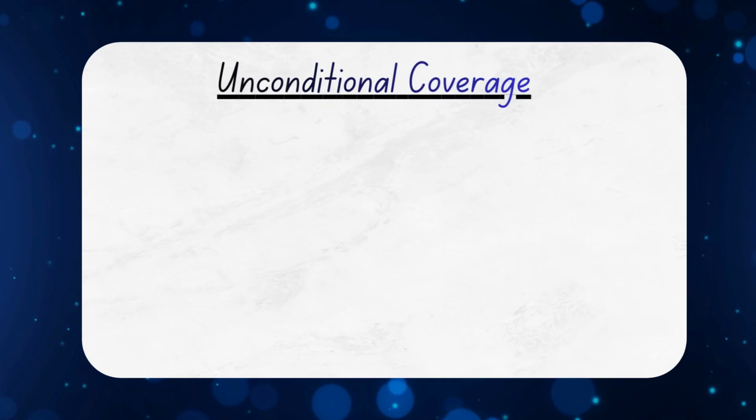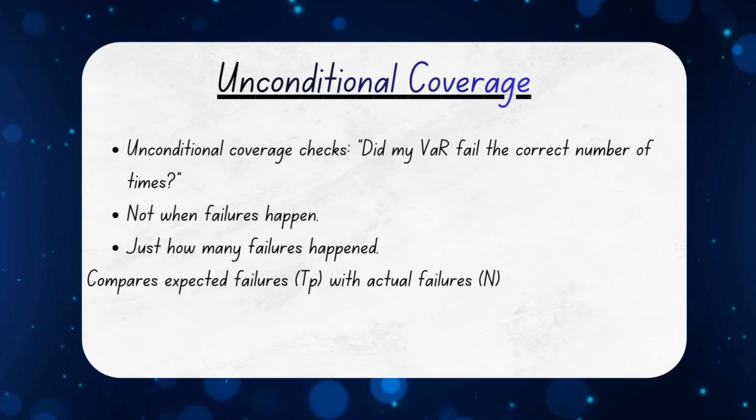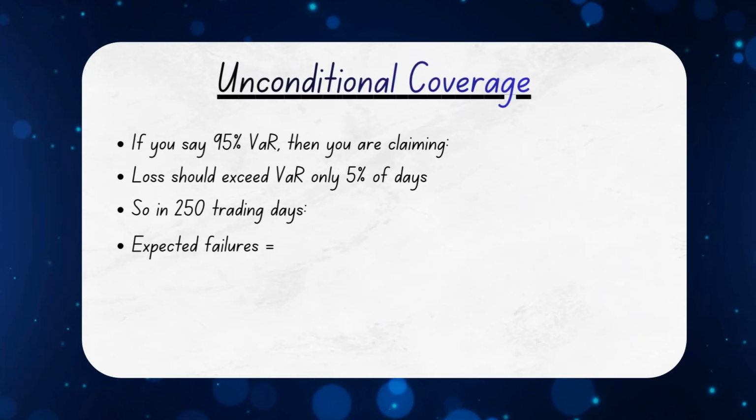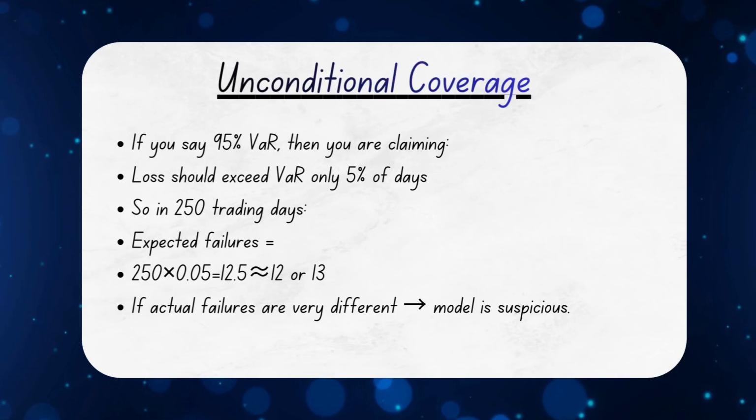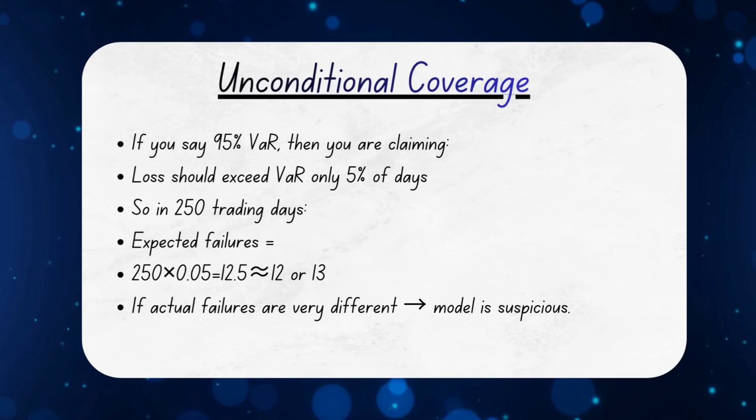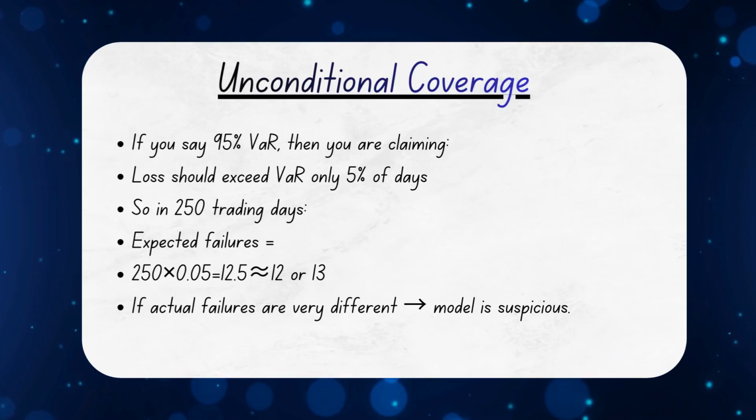Today, let's understand unconditional coverage, also called the Kupiec test, in the simplest way possible. Imagine your VaR model says you have a 95% confidence level. What are you really claiming? You're basically saying, hey, losses should exceed my VaR only 5% of the time. So out of 100 days, you expect about 5 bad days. Out of 250 trading days, maybe around 12 or 13 failures.